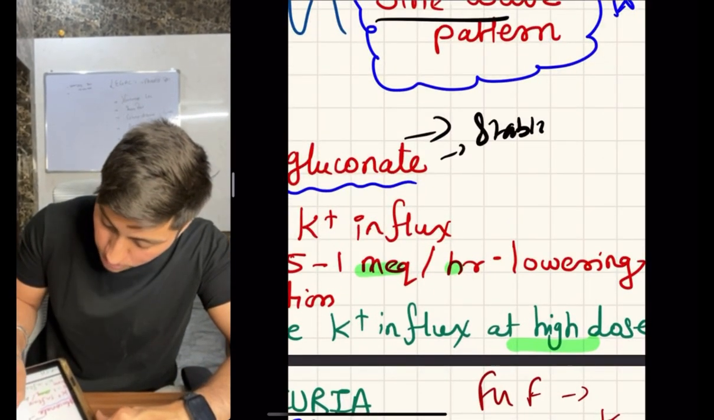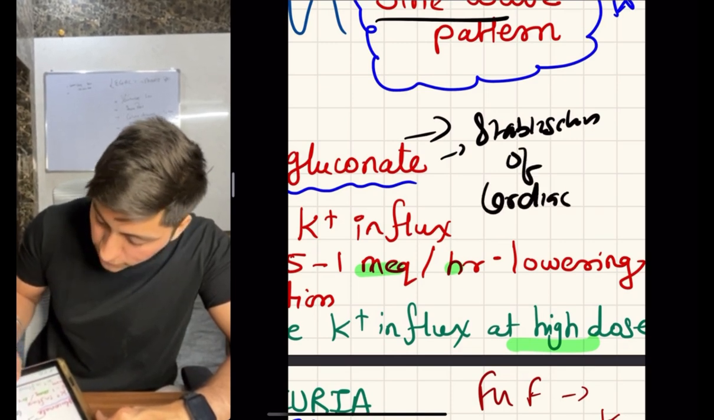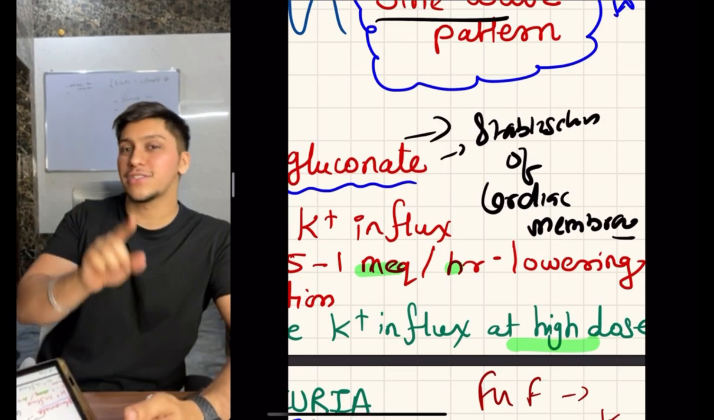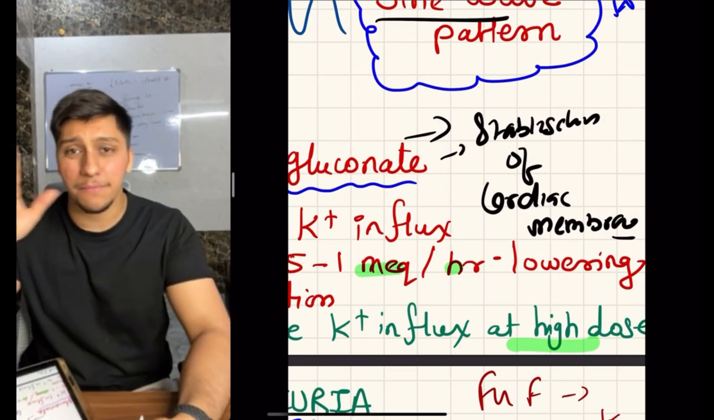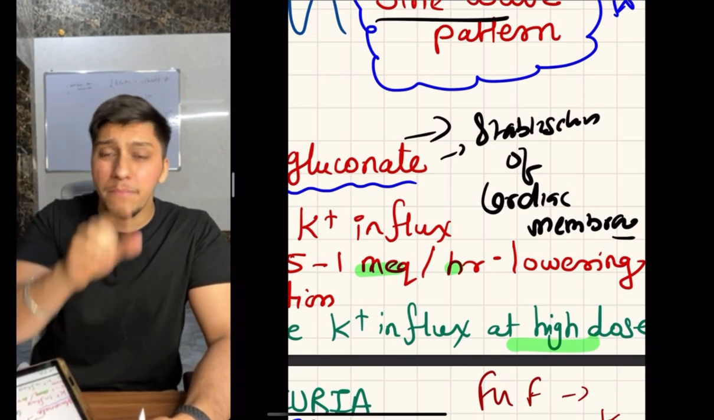Okay, this is a very important topic. It causes stabilization of the cardiac membranes to prevent arrhythmias. Okay, so that is why we're giving this the first time we're giving this. This is an emergency medicine. We'll talk about this in detail, but calcium gluconate causes the membrane stabilization.